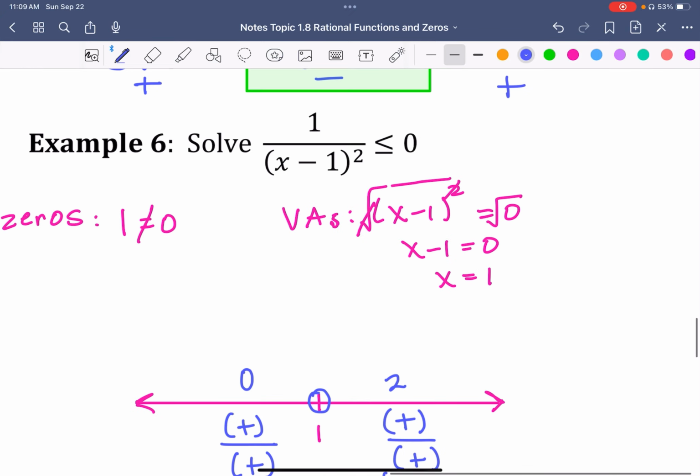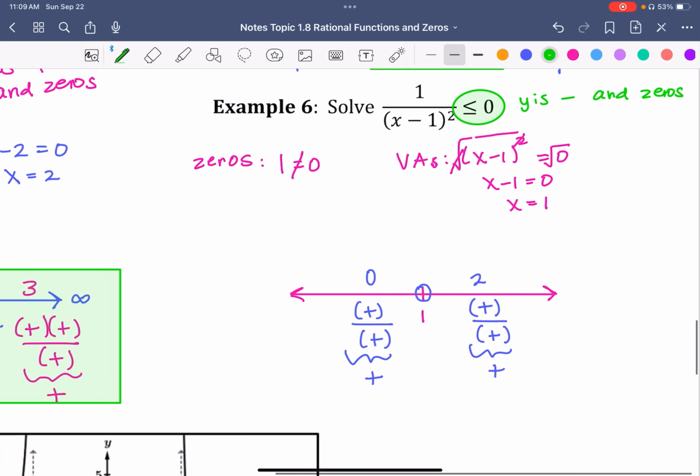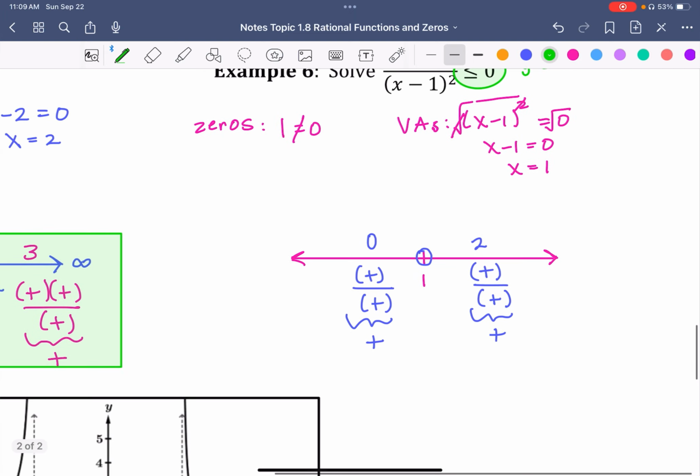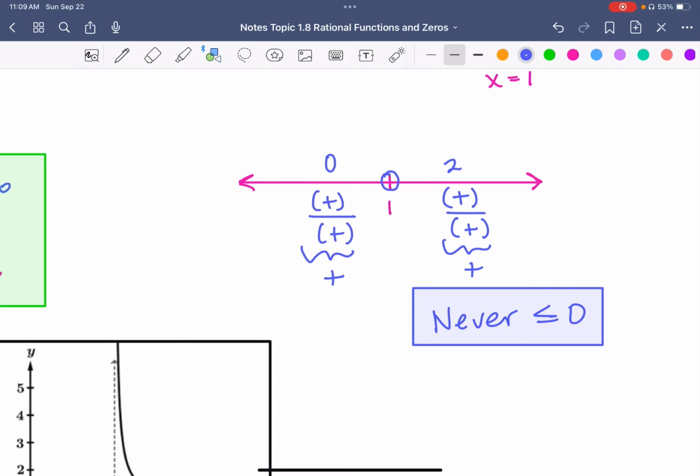Okay, let's see what the question was asking us for. They said find where y is negative, y is less than 0, and include the zeros. Well, we didn't even have any zeros, and we also don't have any intervals where we were negative because both of our intervals are positive. So the answer for this is that this function is never less than or equal to 0. It is always greater than 0.